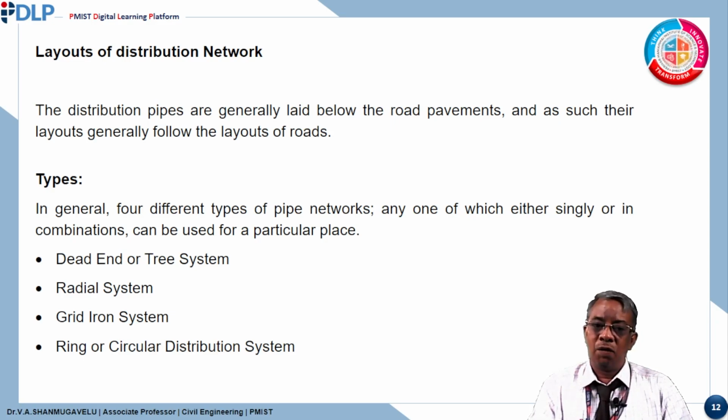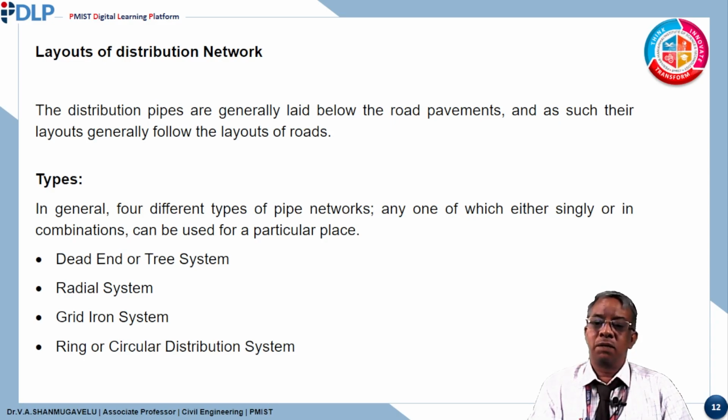The layout of different layouts will be followed for different areas based on the road pavements. So the distribution pipes are generally laid below the road pavements and as such their layouts generally follow the layouts of roads. There are different types of layouts. In general, there are 4 different types of pipe networks, any one of which, either singly or in combination, can be used for a particular place.